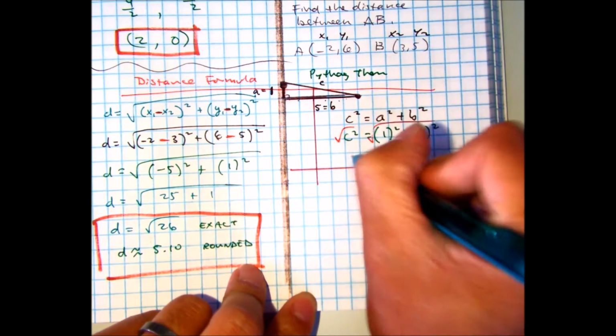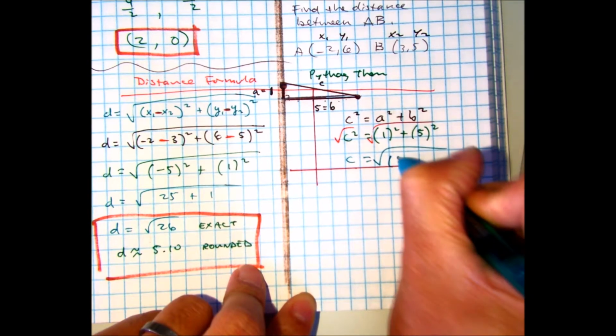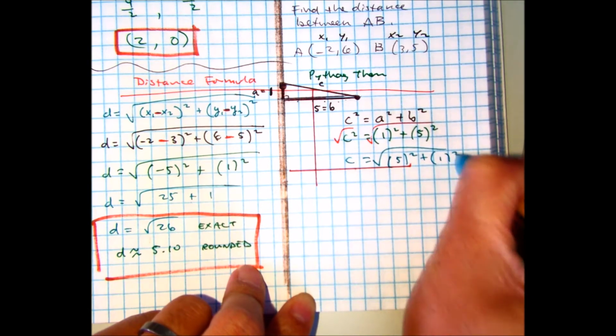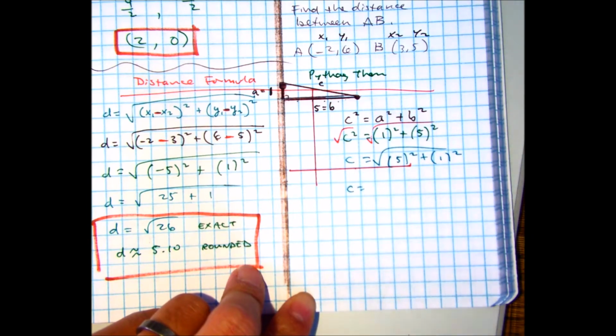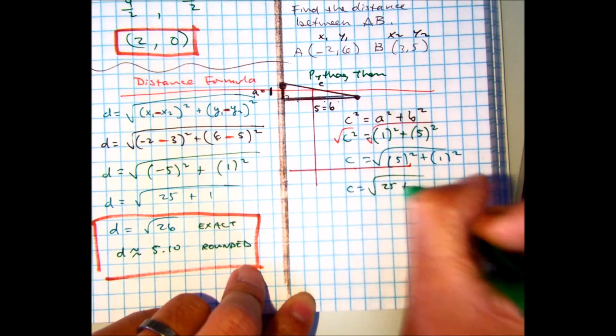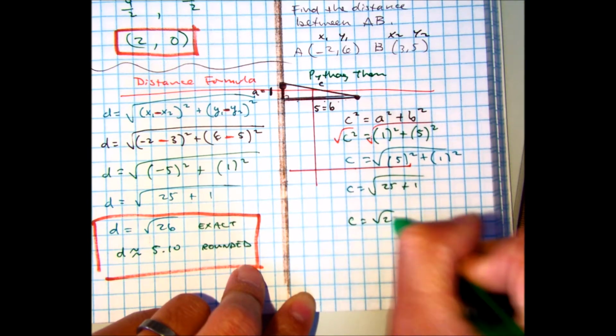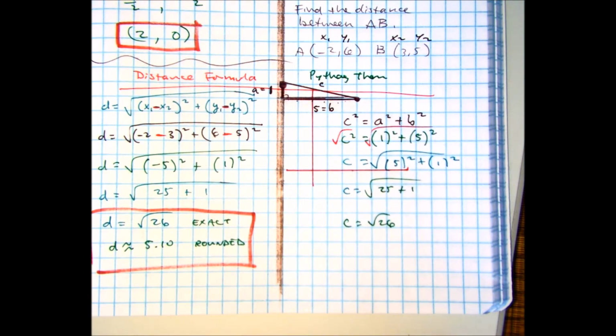C is equal to, I can even make it look like it, 5 squared plus 1 squared. I was going to say 25 squared. 5 squared is 25 plus 1. C equals the square root of 26. Do you see how the distance from the Pythagorean theorem is essentially the same?